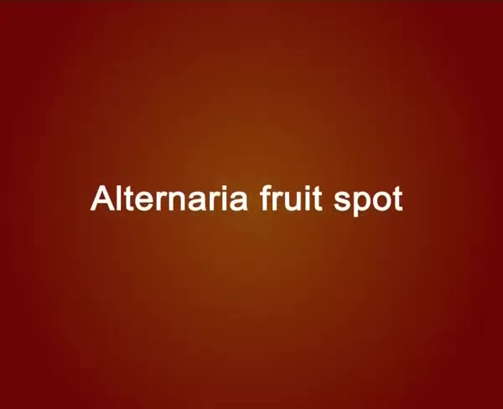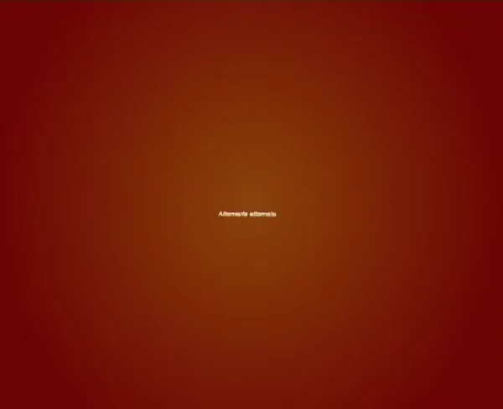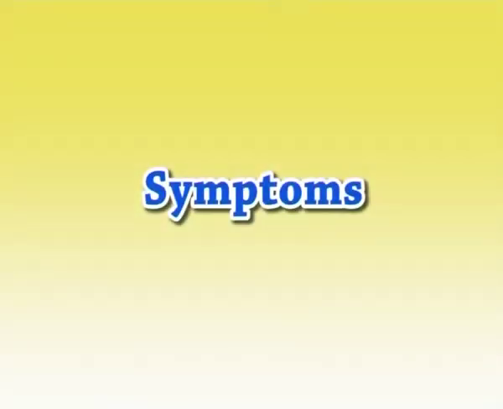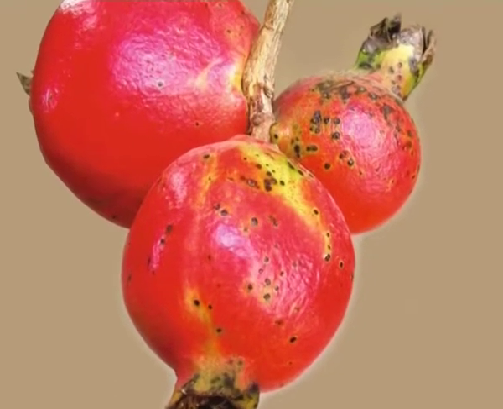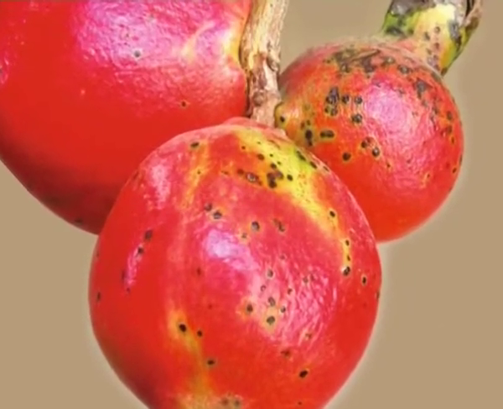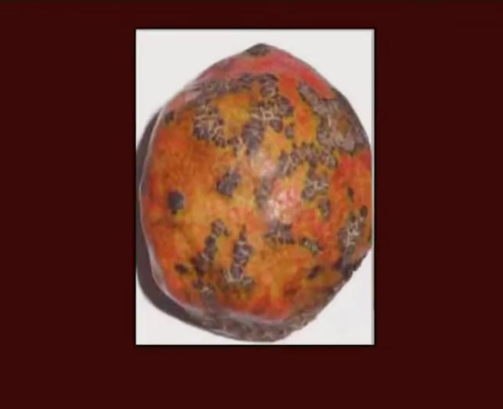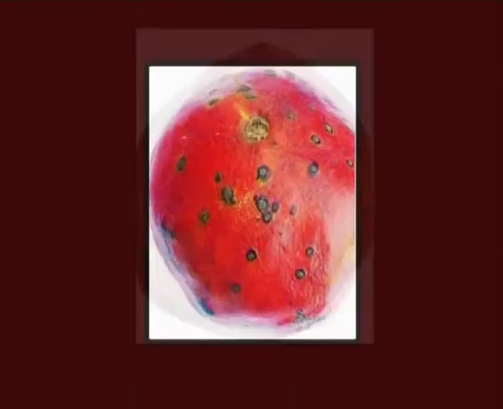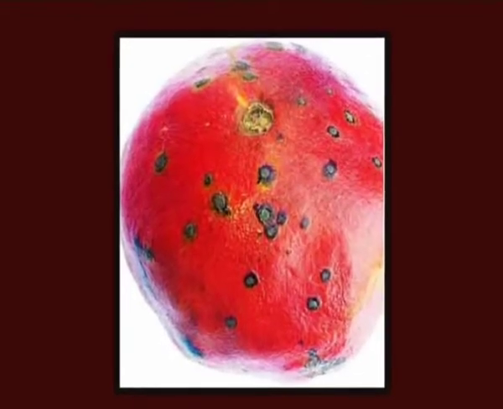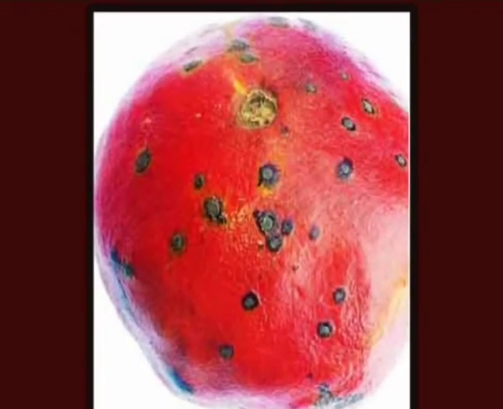Second important disease, that is the Alternaria fruit spot. It is caused by Alternaria alternata. Let's see the symptoms. Small reddish brown circular spots appear on the fruits. As the disease advances, these spots coalesce to form large patches and the fruits start rotting. The affected fruits become pale and unfit for consumption.